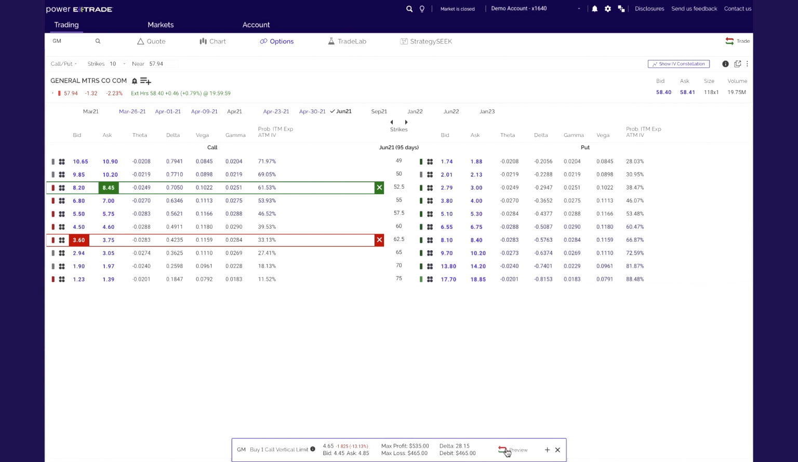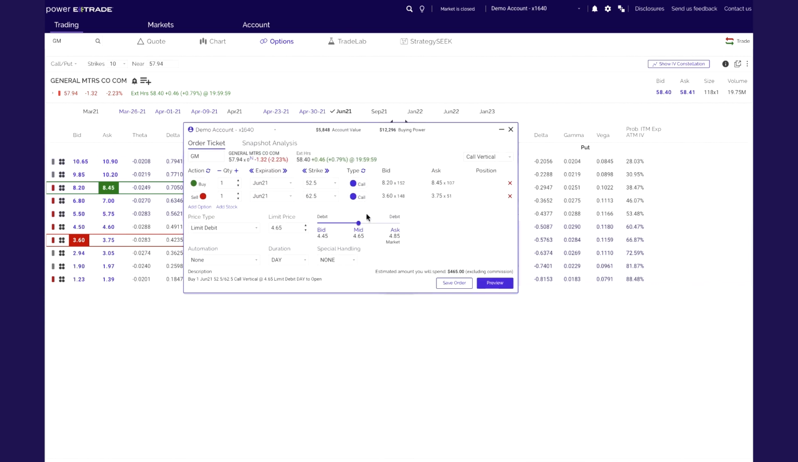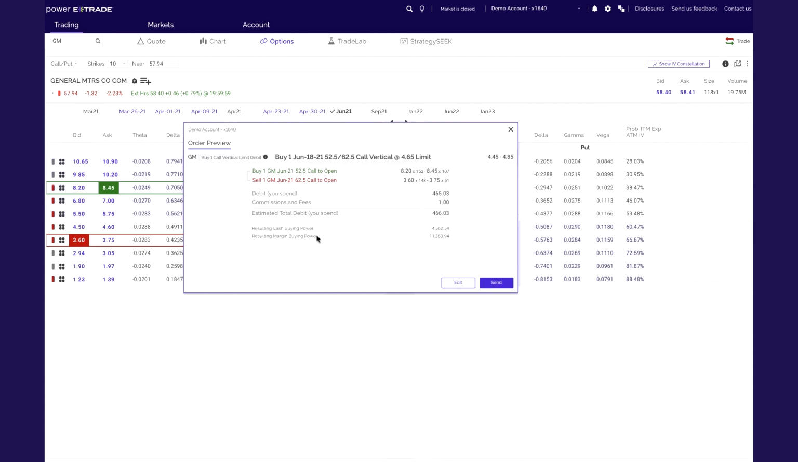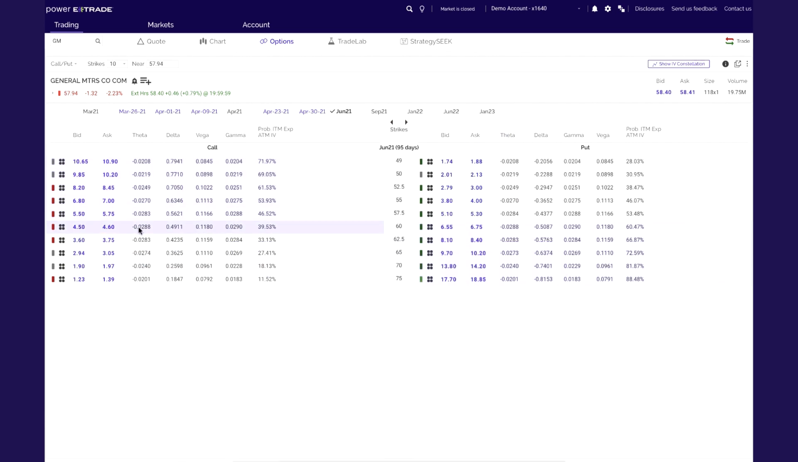From here, I can hop to the preview, or I could pull up the order ticket, review it a little bit more closely, and determine if I'm going at the midpoint, or if I want to simply get the trade done at the ask. I tend to go in at the midpoint. And then from here, I could dive in deeper and do the snapshot analysis. I could go even deeper than that and look at the Greeks, or I can simply preview and I could place the trade from here, or I could edit it. So for me, this is the preferred way of setting up a more complex order by building it from the option chain.